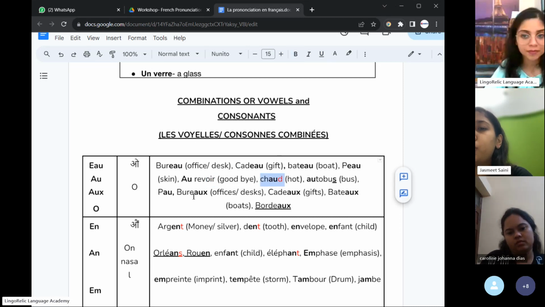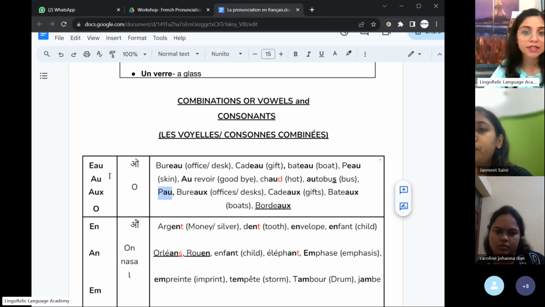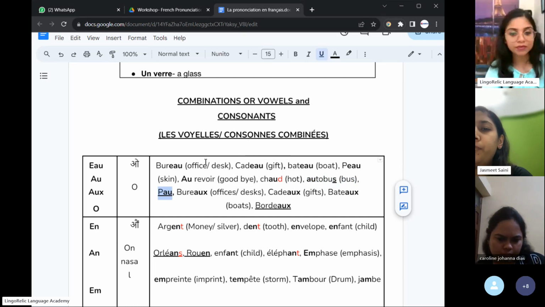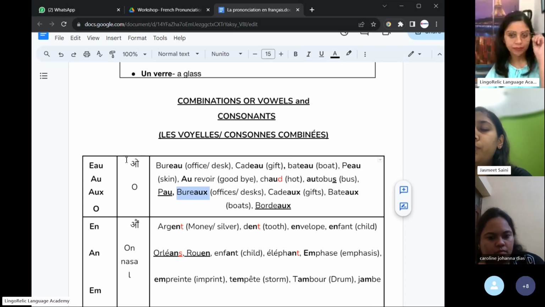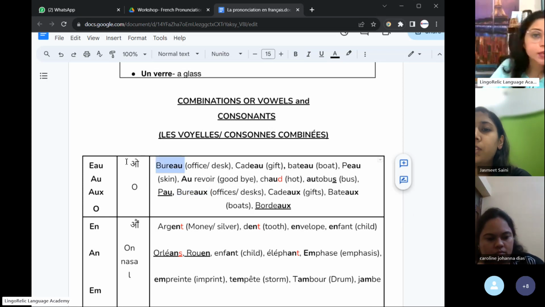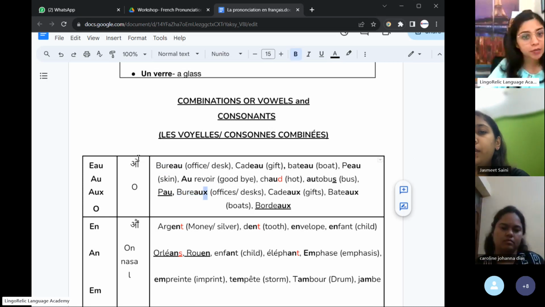Then? Chaud. The D is silent. Chaud means hot. Qu'est-ce que c'est? Autobus, which is a bus. Then? Pau. Pau is a town in France. Whatever is a town or a city, I'm going to underline it. Then? Bureau. Notice that this was also bureau. Why? Because AUX makes it plural, but the pronunciation remains the same.